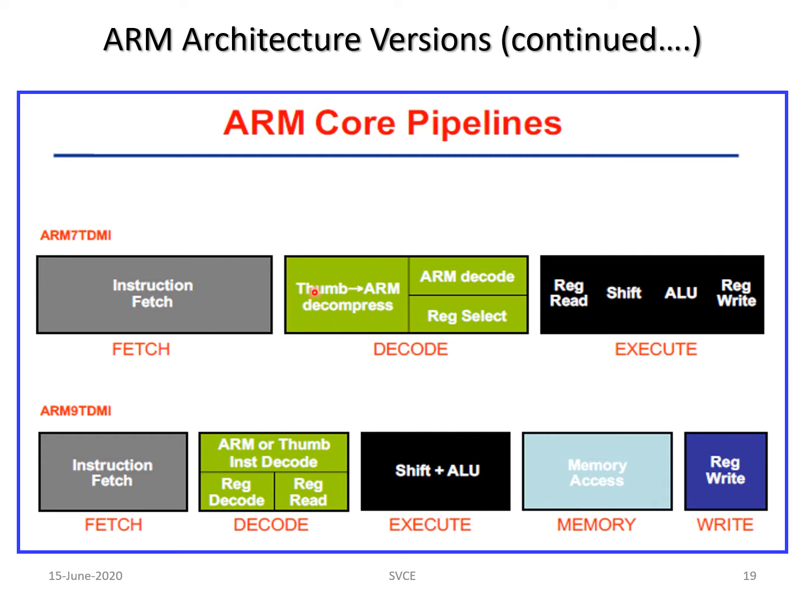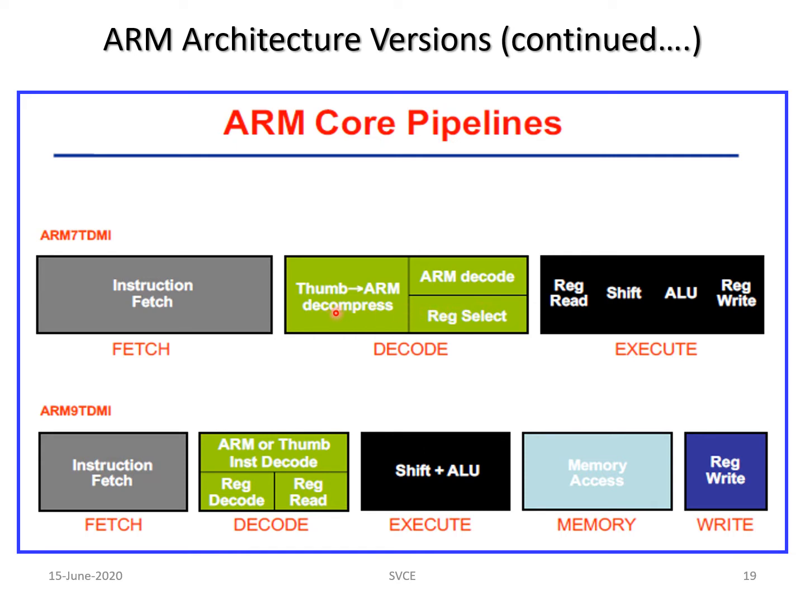Now the first instruction which was placed in the decode stage would have been decoded, and the corresponding register select will be done. And apart from that, if the fetched instruction is a Thumb instruction, it has to be converted to an ARM instruction, and then it has to be decoded, and the corresponding register has to be selected for reading the operand.